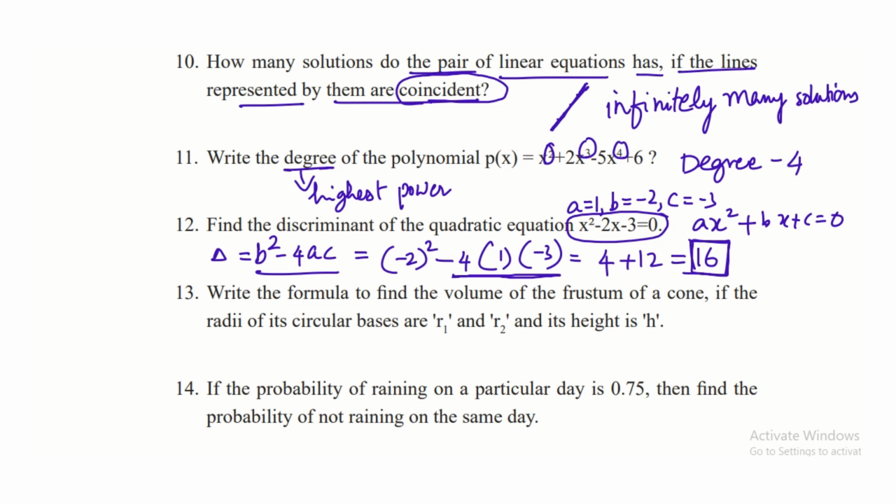Question number 13. Write the formula to find the volume of the frustum of a cone if the radii of its circular bases are r1 and r2 and its height is h. So volume of the frustum of cone is 1 by 3 pi into h into r1 square plus r2 square plus r1 into r2. Cubic units.